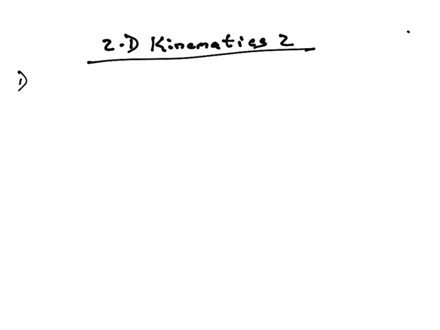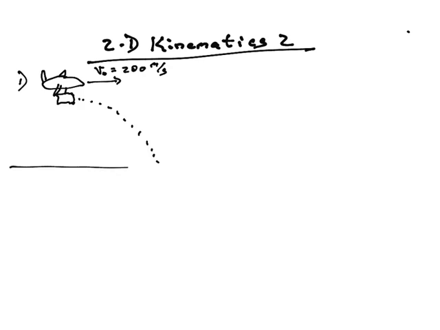Let's say we have a plane. So here's our plane. The plane is traveling with an initial velocity horizontally of 200 meters per second. The plane is currently carrying a package. As it travels along, it's going to eventually drop its package, and of course, the package will go down and hit the ground at some location.